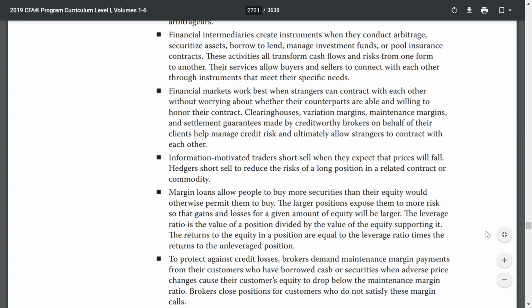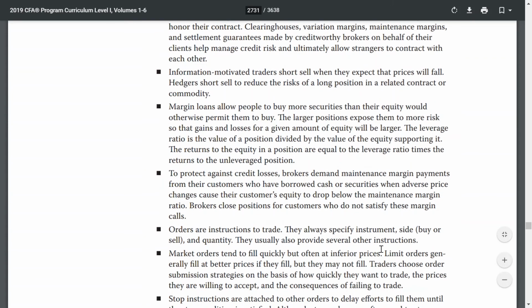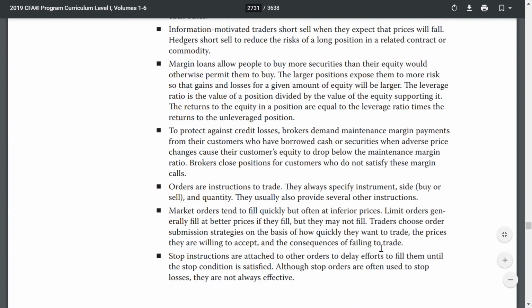Information-motivated traders short sell when they expect prices to fall. Hedgers short sell to reduce the risk of long-term positions in a related contract or commodity. Margin loans allow people to buy more securities than their equity would otherwise permit them to buy. The larger positions expose them to more risk, so that gains and losses for a given amount of equity will be larger. The leverage ratio is the value of a position divided by the value of equity supporting it. The returns of the equity in the position are equal to the leverage ratio times the returns on the unleveraged position.